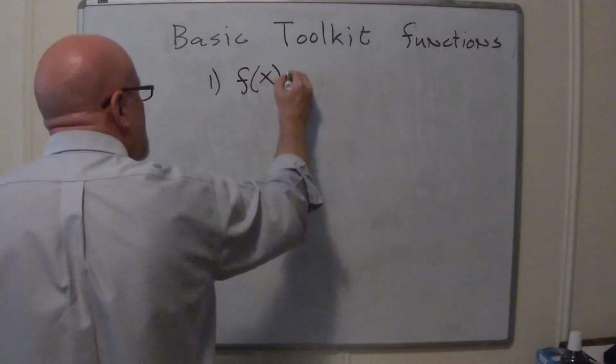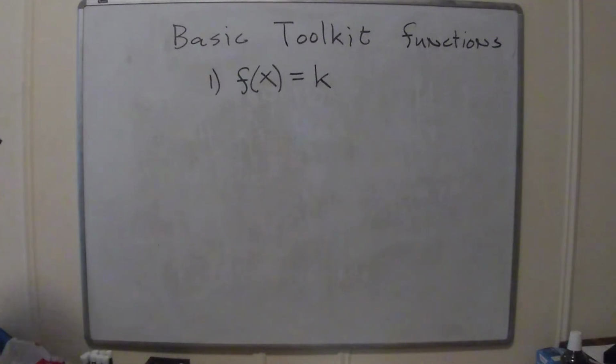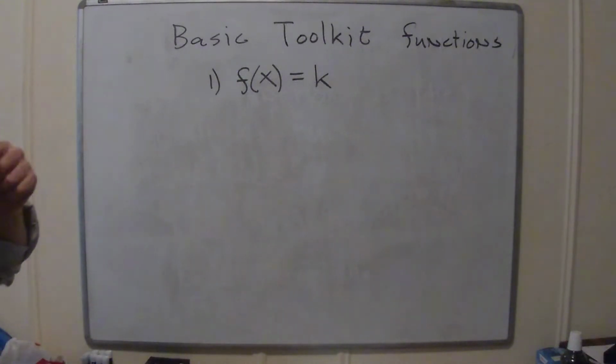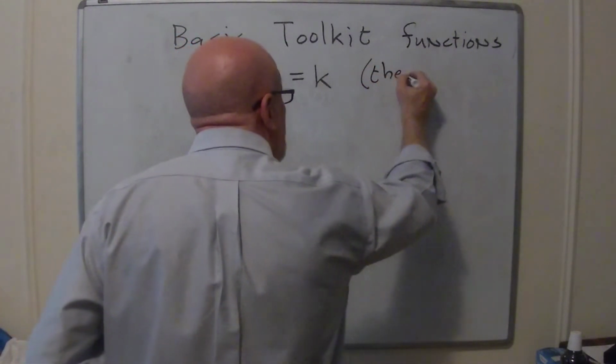Its f of x is just equal to a constant. k is traditionally used, or sometimes c, but k and c are used for constants. So what I've written there is the constant function.